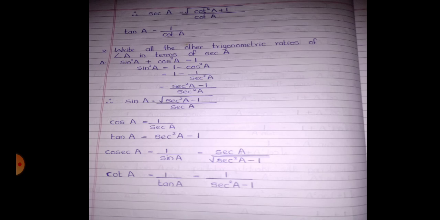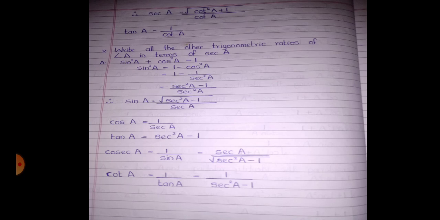The second question also follows the same pattern. Let's read the second question. Write all the other trigonometric ratios of angle A in terms of sec A. The first question you were finding in terms of cot A, but in the second question you are finding it in terms of sec A. Now, first we will find sin A, then cos A, tan A, cosec A and cot A. Now you have to find sin A in terms of sec A.